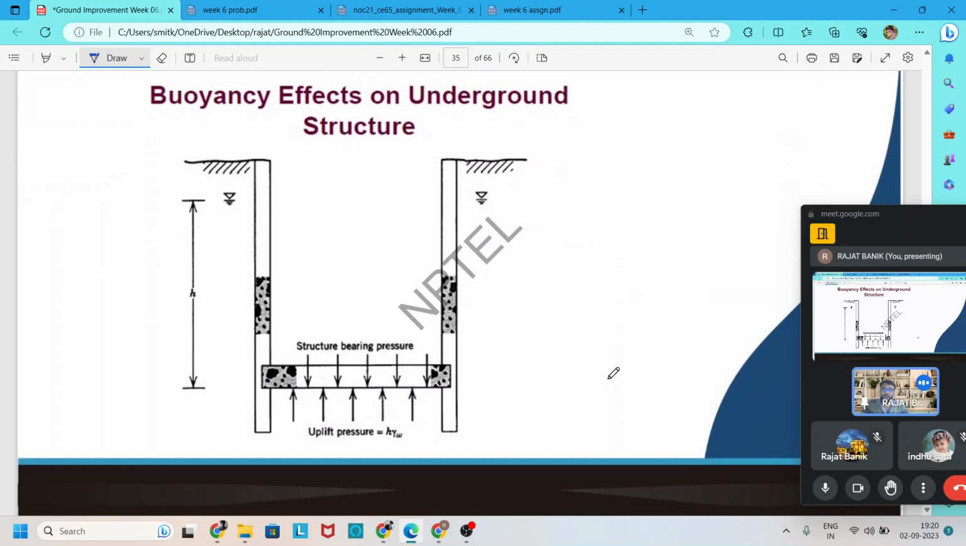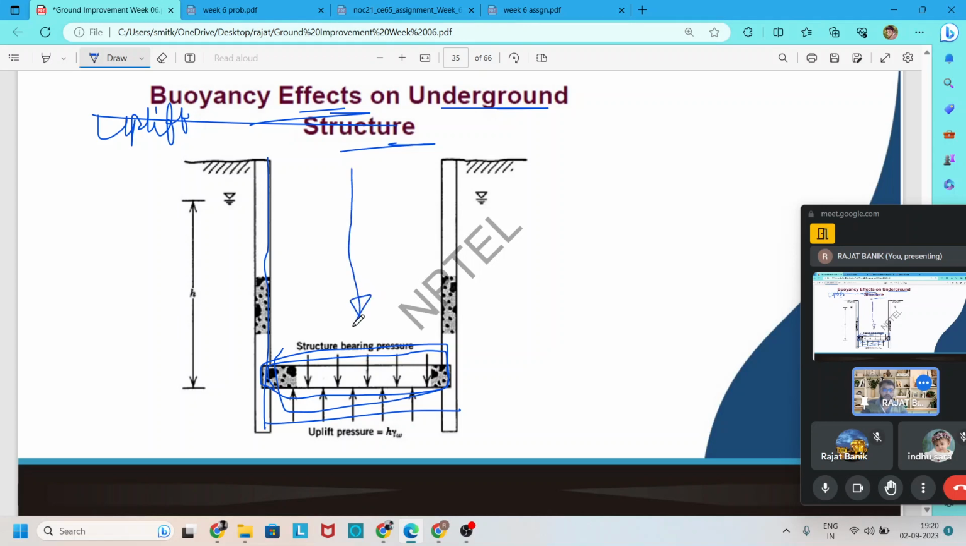So another example given is the buoyancy effect on underground structures. We also call it the uplift force effect on an underground structure. That means if we excavate a trench here and our structure, or we can say a footing, is placed here, there is load from the footing, and another load is coming to this footing from the water.